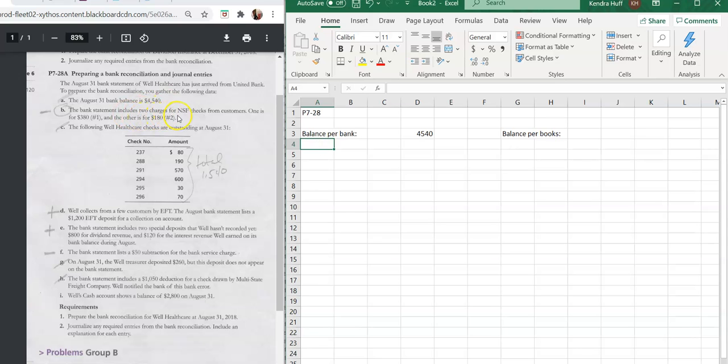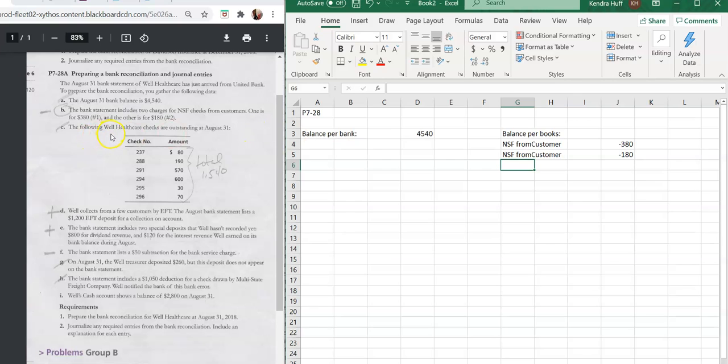All right, the bank statement includes two charges for NSF checks from customers. One is for $380 and the other is for $180. An NSF check from a customer means that you made a deposit of a check from a customer. Their check did not clear the bank, so they took it back out of your checking account. So I need to subtract it from my books. So I'm going to say NSF from customer, and I'm going to have minus 380 and minus 180. You can make it one number if you like. I'm just writing them out.